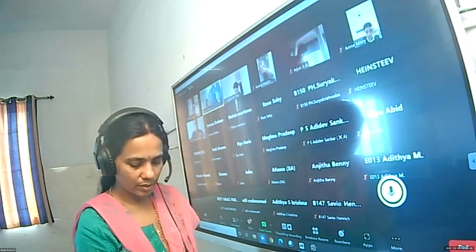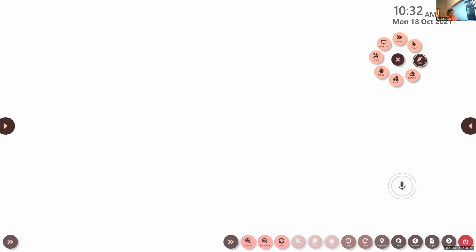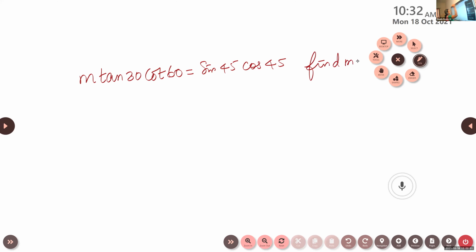Now, look at the next question, children. Write the next one. If m into tan 30, cot 60 is equal to sin 45, cos 45, find m. Option A, 1/2. Option B, 3/2.